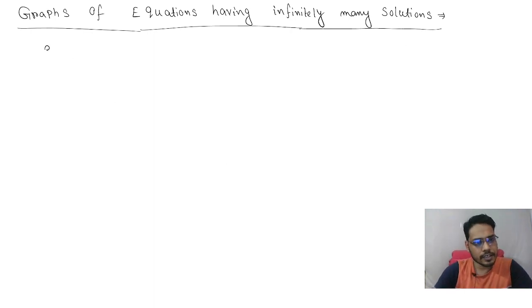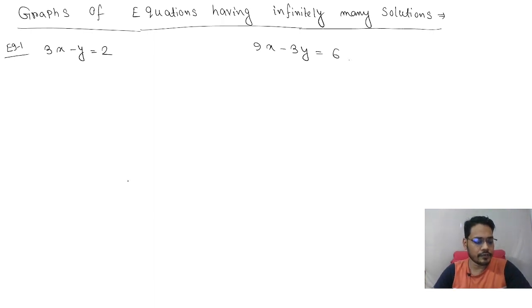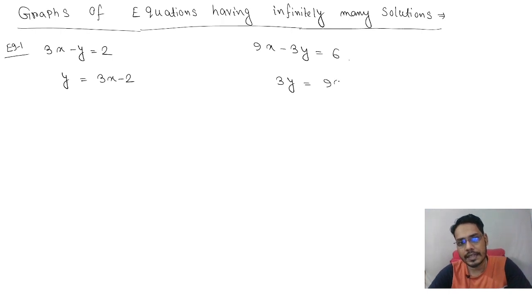For example, example number 1, the first equation is 3x minus y is equal to 2, and the second equation is 9x minus 3y is equal to 6. Now it has infinitely many solutions. Why? Because y will be 3x minus 2, and here 3y will be 9x minus 6, so y will be 9x minus 6 by 3. This will be equation number 1 and this will be equation number 2.